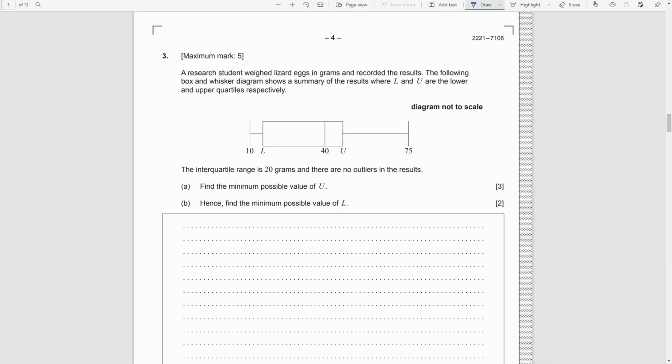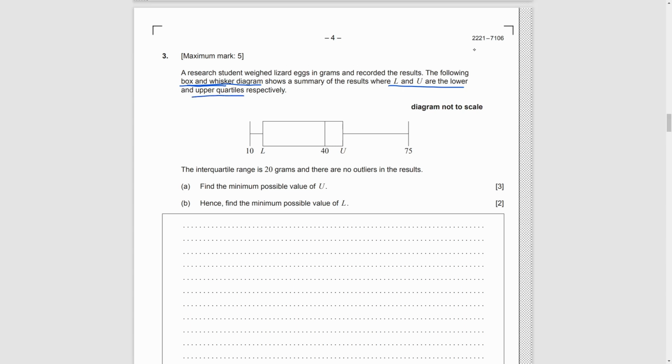Question 3. Here is a box and whisker diagram. Lower quartile and upper quartile are unknowns, but minimum, median, and maximum is given. The interquartile range is 20 and there is no outlier. Part A. We need to find the minimum possible value of the upper quartile. As there is no outlier, the maximum 75 must not be greater than the upper bound of the data.